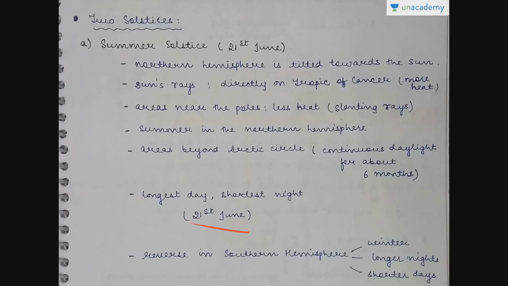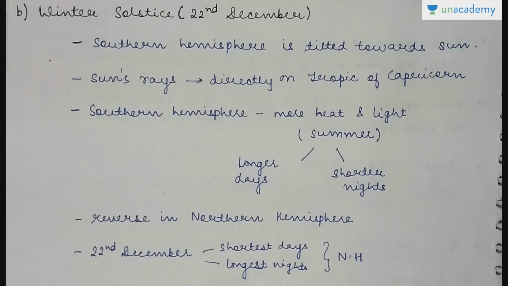So on 21st June, we have the longest day and shortest night. So you have to remember: summer solstice, 21st June, longest day and shortest night. And in the southern hemisphere, the entire thing is reversed. They have winter, they have longer nights and they have shorter days. This was summer solstice. This is winter solstice, the opposite.